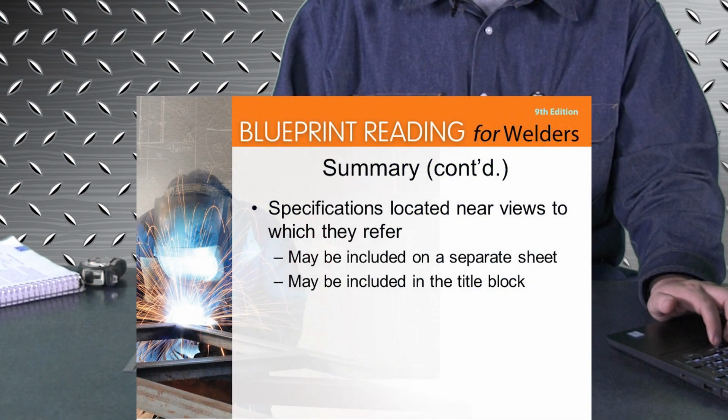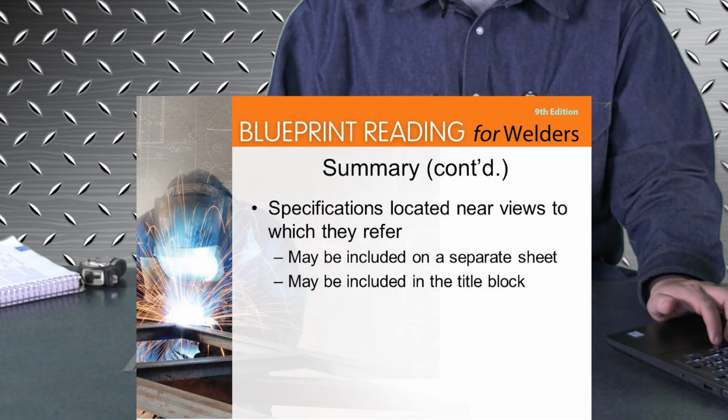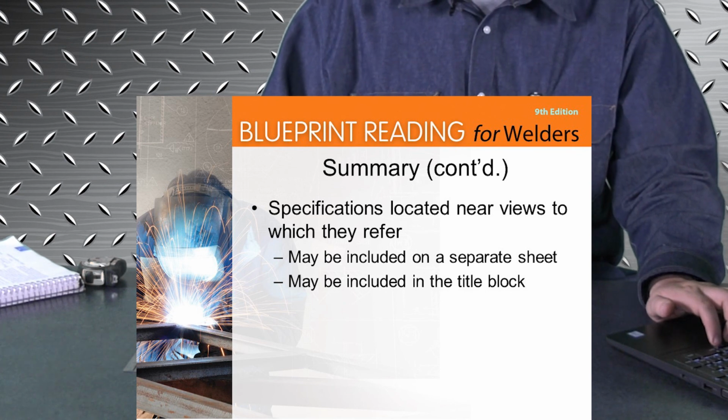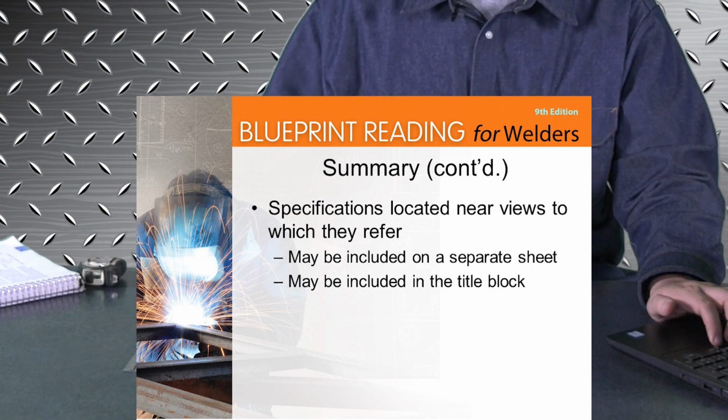Specifications located near views to which they refer may be included on a separate sheet of paper or may be included in a title block. So they can either be on a separate spec sheet if they have a lot of them, or all that information may be in a title block.